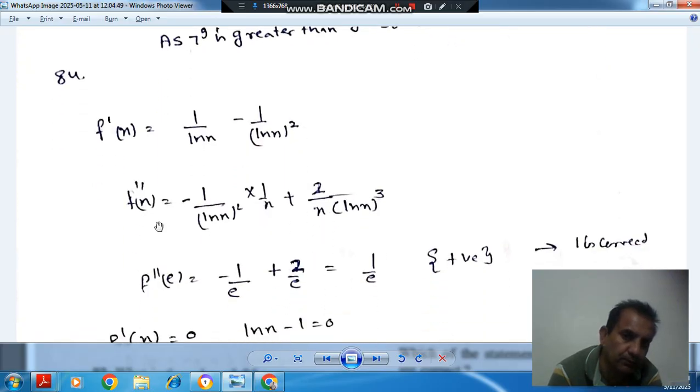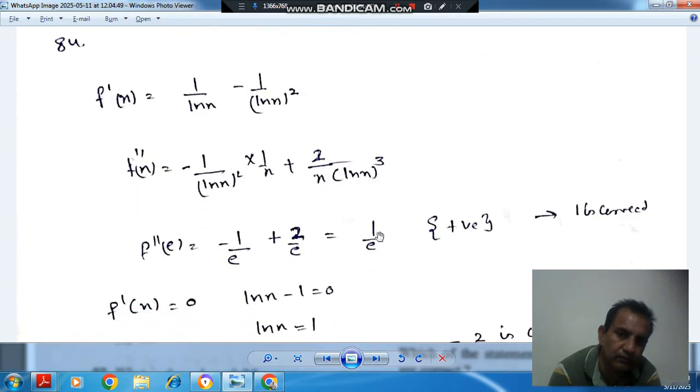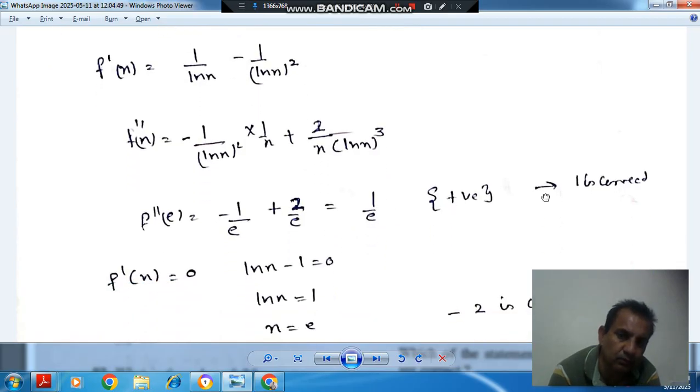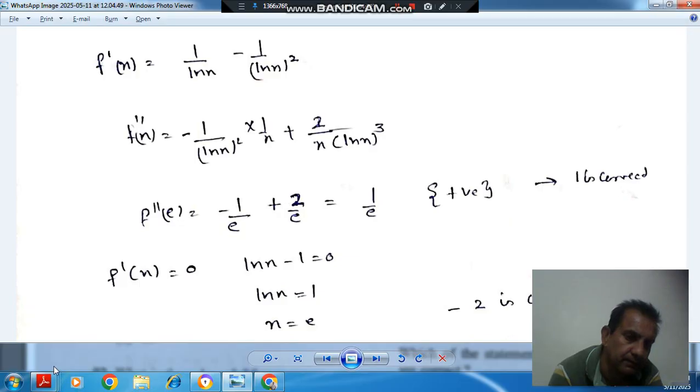Now if we put x is equal to e, it will be minus 1 by e plus 2 by e, because ln e is 1. So it will be minus 1 by e plus 2 by e. So it is 1 by e, which is a positive quantity. So it means the first statement is correct.